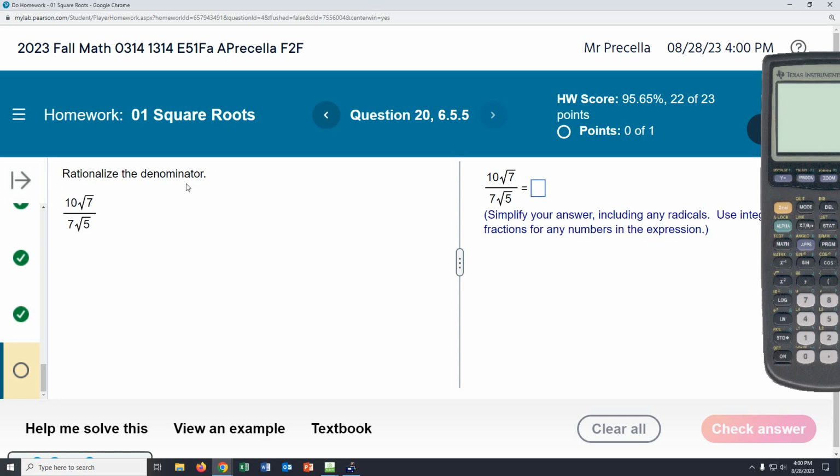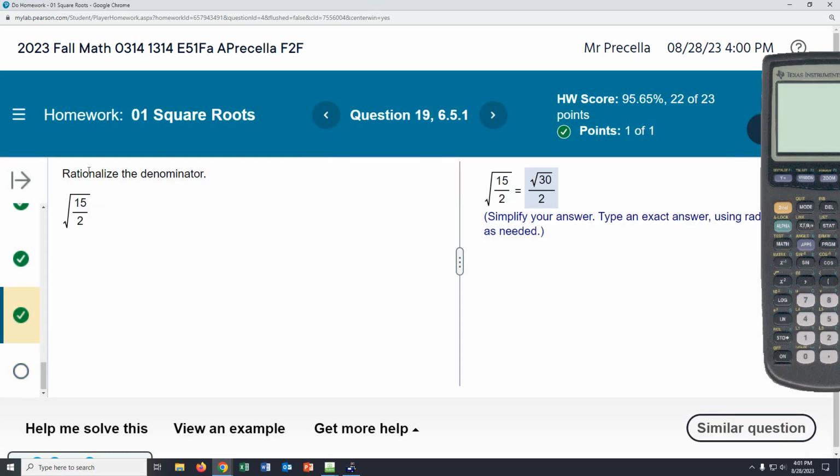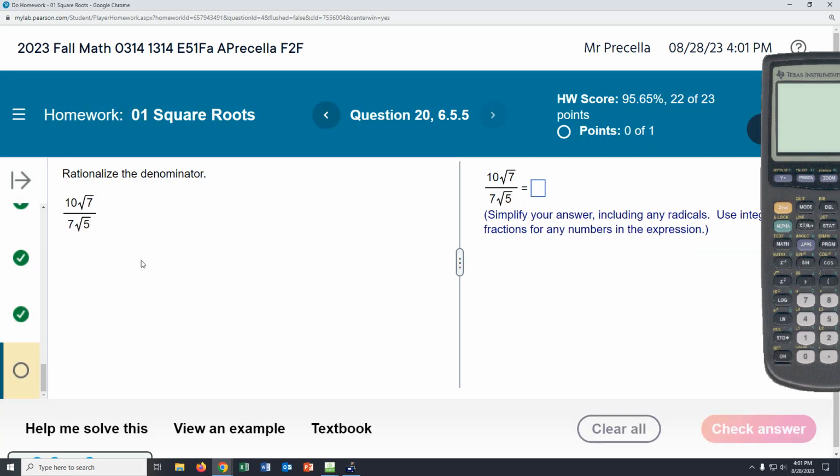Did they use that terminology on number 19? Let's see. Yeah, rationalize the denominator. That's what that means we're doing: remove the square root from the denominator. What are we going to multiply above and below by here on this? The square root of 5.